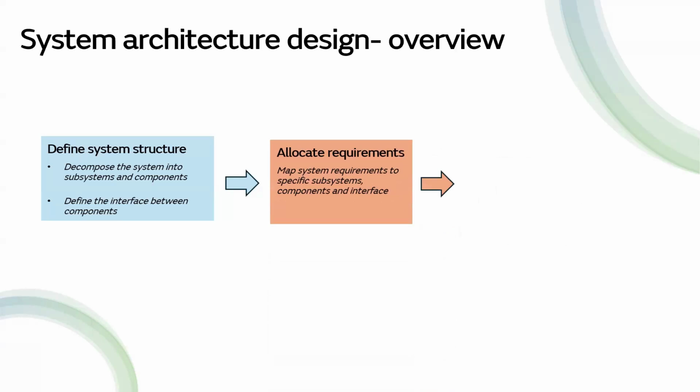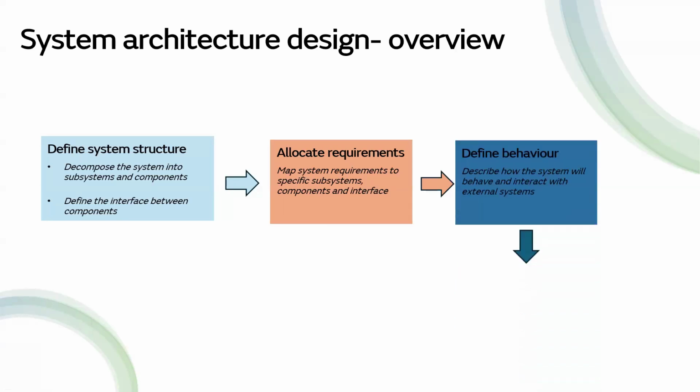And then the next step, once you have defined the system structure, you do the allocations. Because now you have a set of requirements, you need to allocate those requirements to a given subsystem or component. And also you need to do the interface definitions. And then once you have done that, you move on and define the behavior: how will the subsystem interact with the external world or internal systems as well?